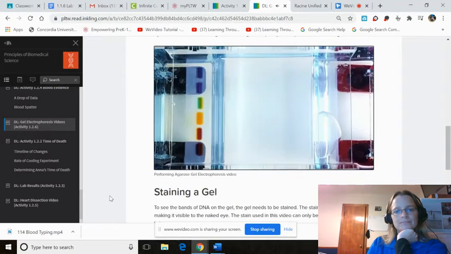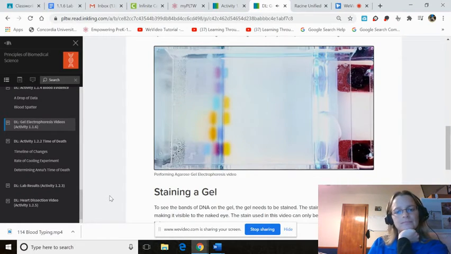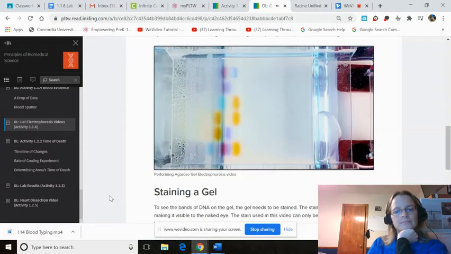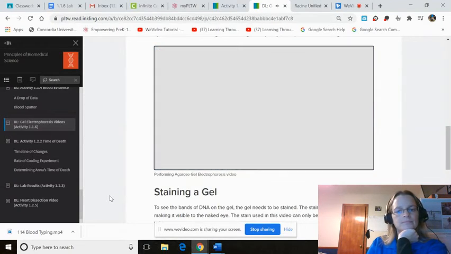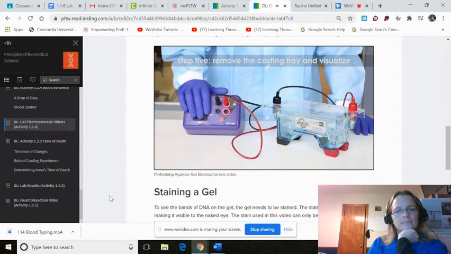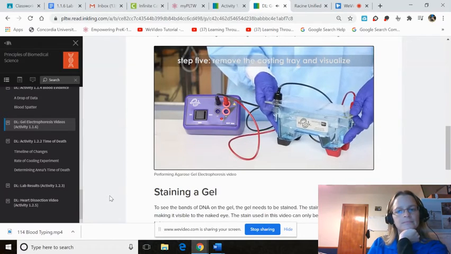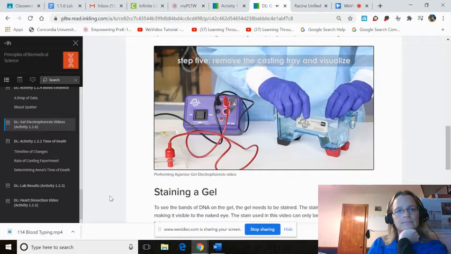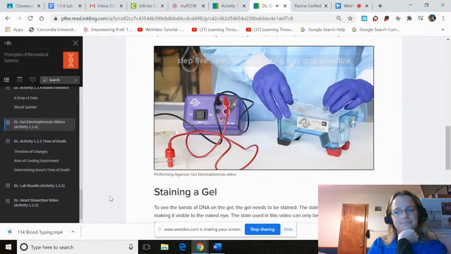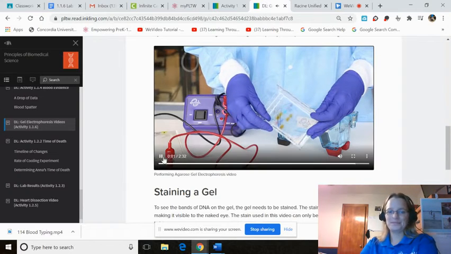Here's a time lapse of our experiment sequence migrating. Step 5. After electrophoresis is complete, remove the gel and casting tray from the electrophoresis chamber and visualize the results. No staining is necessary. And here you see the results.